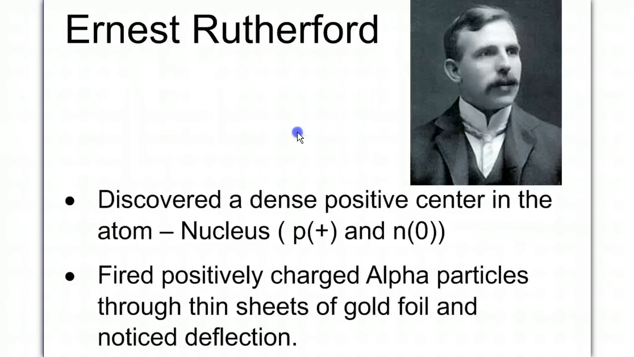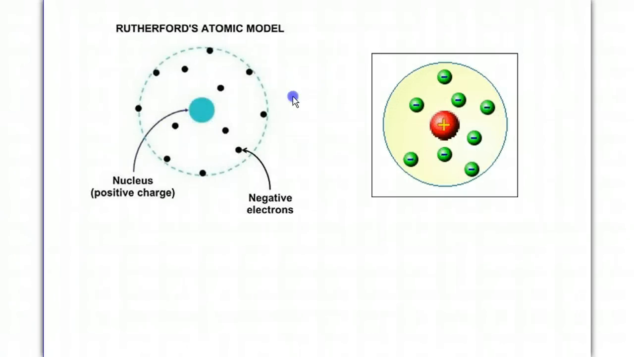However, we find that when he does the experiment, some of the positive particles are deflected, and therefore Rutherford discovers the nucleus, which is a dense positive center made up of protons and neutrons.